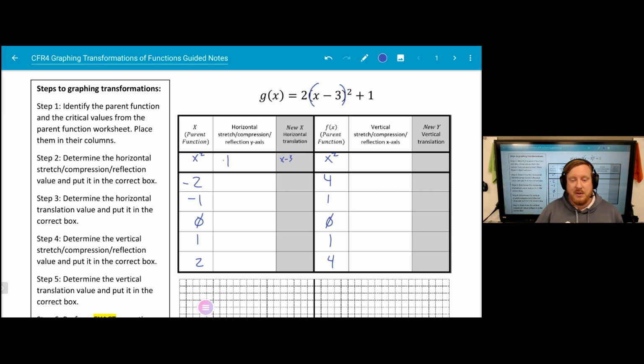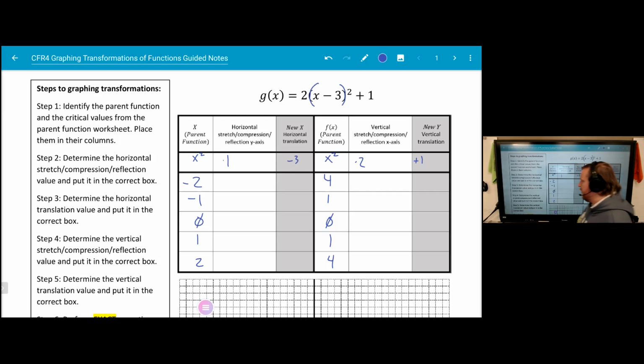So that was steps 2 and 3. Step 4 says determine the vertical stretch compression reflection value and put it in the correct box. What is multiplying on the outside? Well, that value is 2, times 2. Yeah, we'll keep that as minus 3. Why not? I'll show you why. That's step 4. Step 5 says determine the vertical translation value and put it in the correct box. This says plus 1.